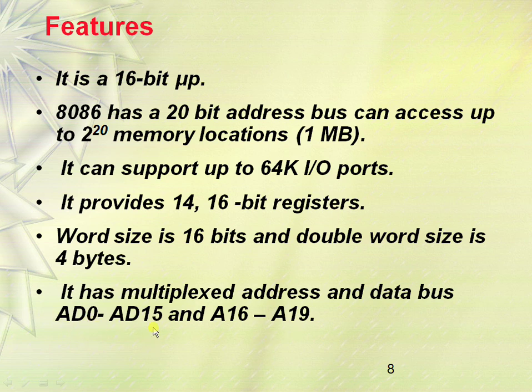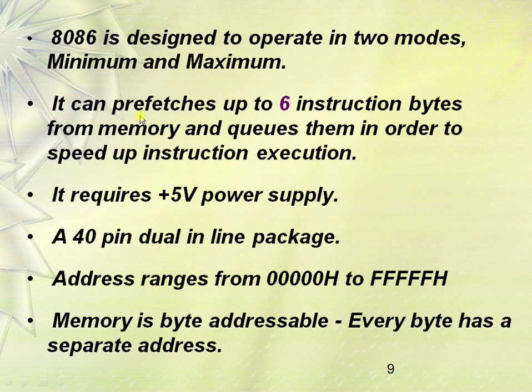Now 8086 is designed to operate in two modes, one is minimum mode and the other one is maximum mode. We'll discuss it later. It is also provided with one instruction byte queue, whose size is 6 bytes, and it requires a positive 5 volts power supply. So a maximum of 5 volts can be given to this processor. More than this would damage the processor or the IC.